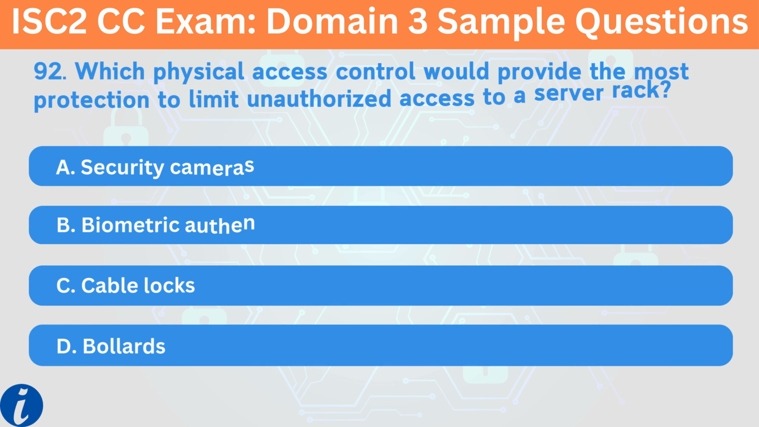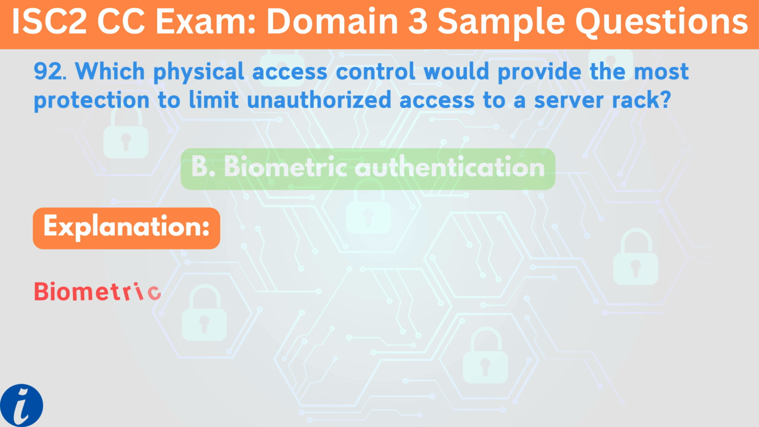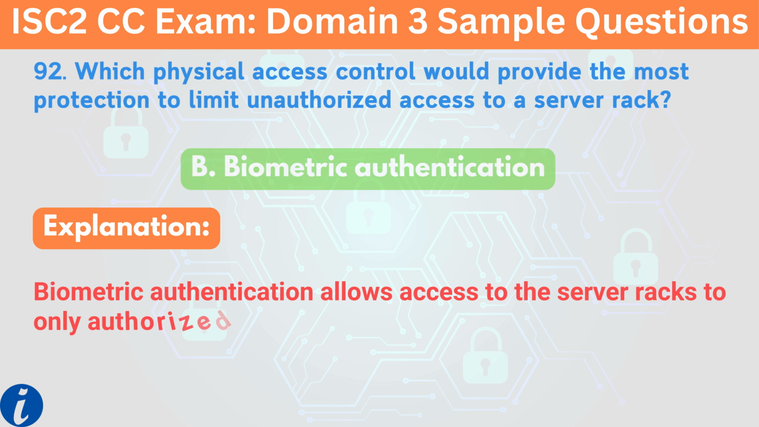92. Which physical access control would provide the most protection to limit unauthorized access to a server rack? A. Security cameras. B. Biometric authentication. C. Cable locks. D. Bollards. The correct answer is B. Biometric authentication. Explanation. Biometric authentication allows access to the server racks to only authorized users.